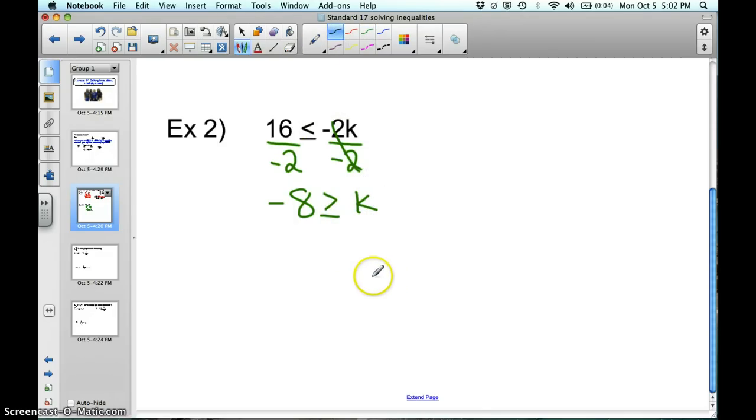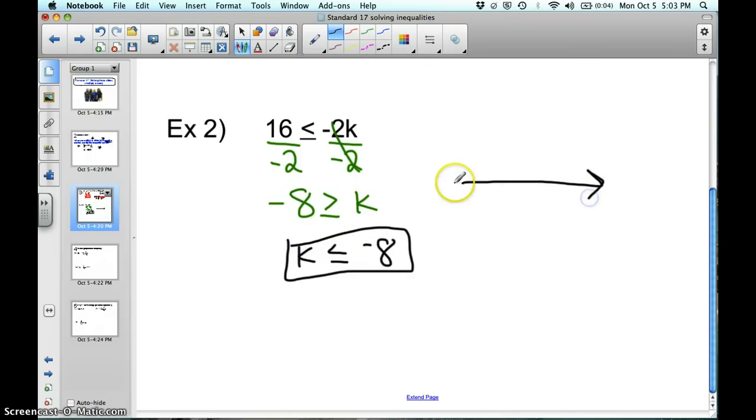All right, if you remember back to last video, anytime my variable, like k, is on the right side, I always want to flip it to be on the left side. When I do that, I also have to flip my inequality symbol. So with these types of problems, we may end up flipping our inequality symbol twice.